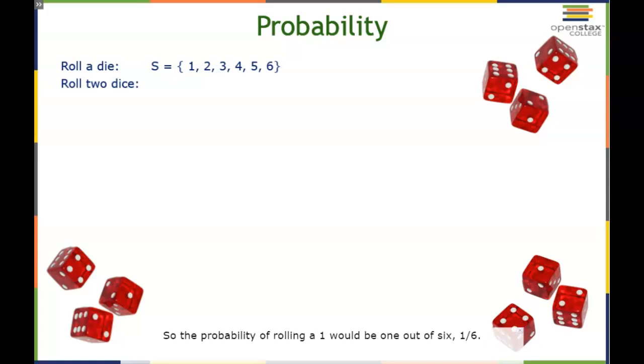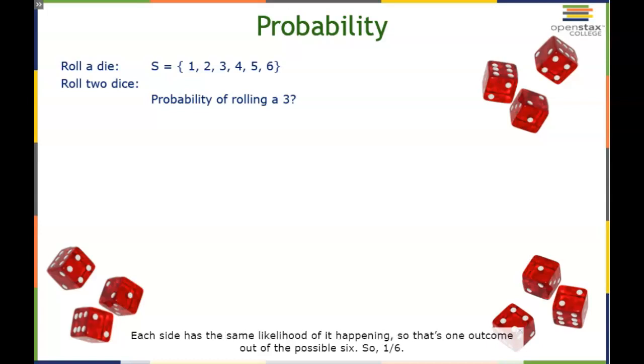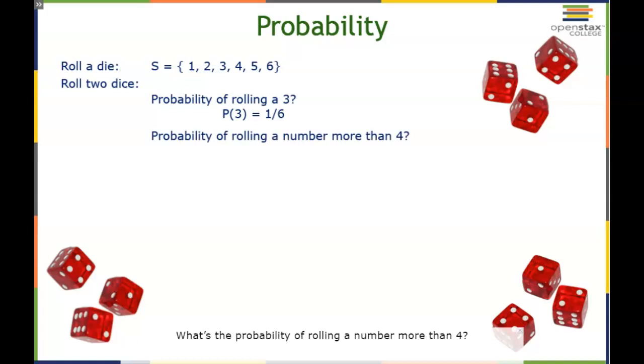And each side has the same likelihood of being rolled. So the probability of rolling a 1 would be 1 out of 6, 1/6. What's the probability of rolling a 2? 1 out of 6, which would be 1/6. Each outcome has the same probability of occurring, 1/6. What is the probability of rolling a 3? Well, again, each side has the same likelihood of it happening, so that's one outcome out of the possible 6, so 1/6.